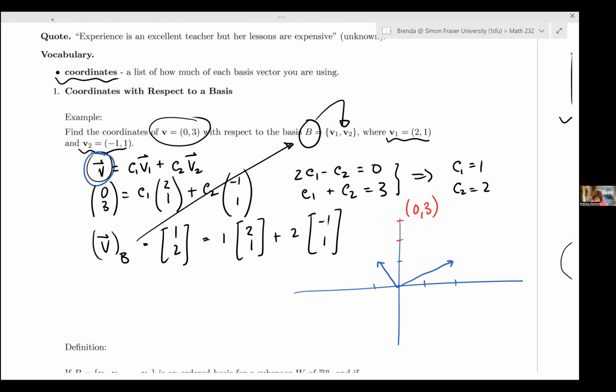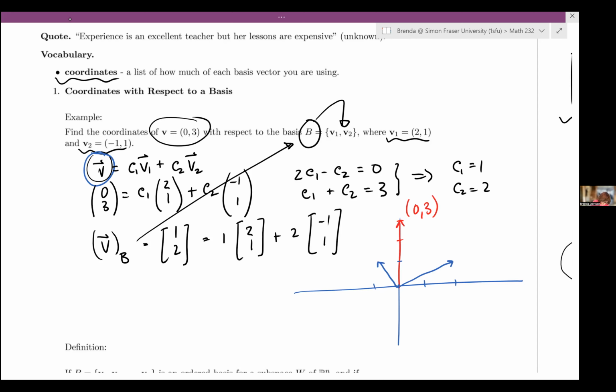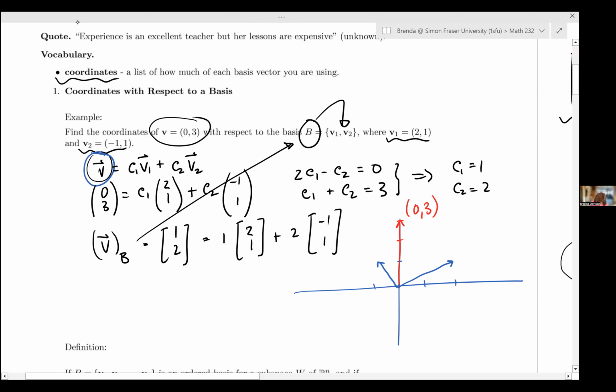The vector is not moving anywhere. It's always right there in space. But what we're now finding out is that in order to get to the end of that red arrow, we need to go one time along this vector like that, and then we need to go 2 times along this vector, which we draw like this. And that's what it's telling us. Once along v1 and twice along v2, and we will end up at 0, 3.